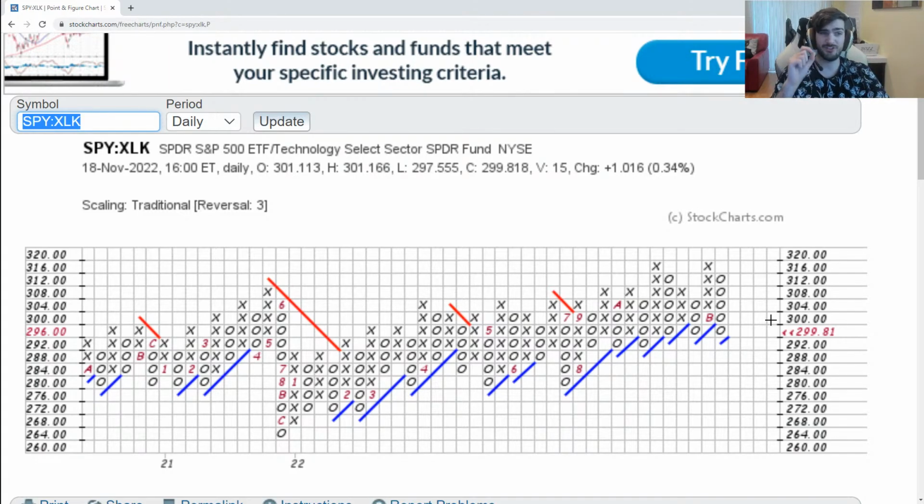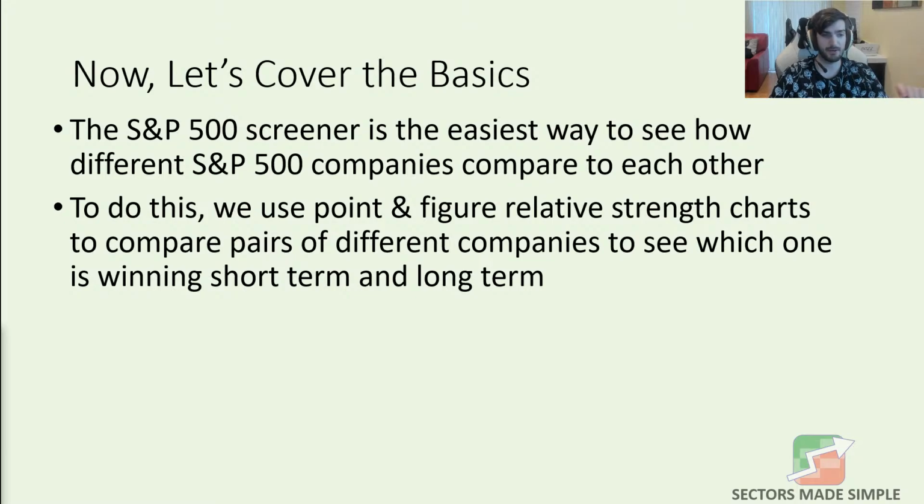Again, my goal here is just giving you enough so you can really understand what's going on. In this case, our most recent support barrier is right down here at $296. Our most recent resistance barrier was up here at $312, which we did break through. So short term, we can say SPY is weaker than technology. Long term, we can say that SPY is stronger than technology. That's all we need to think about.